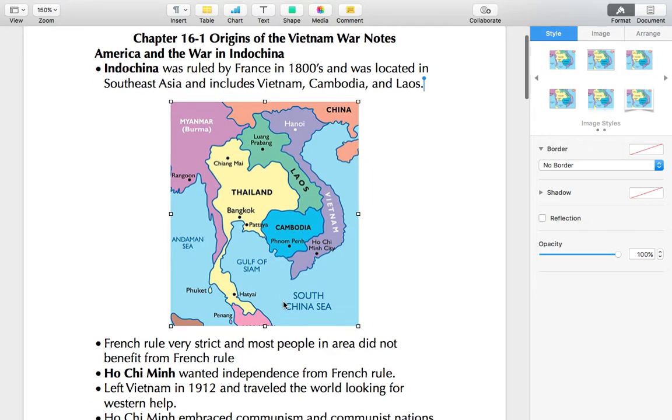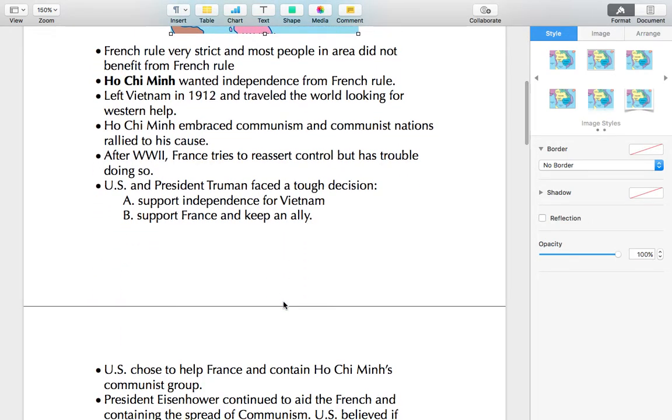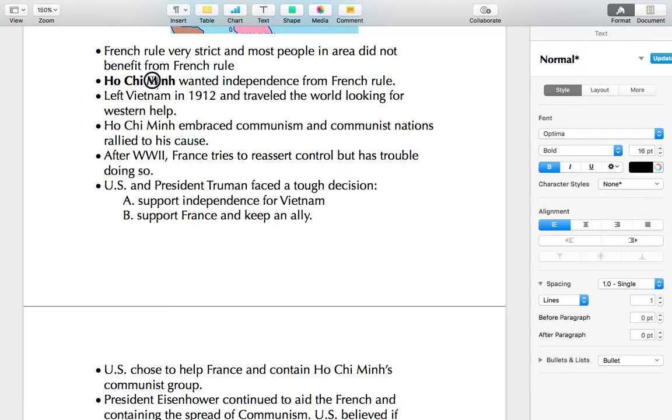The French are going to be very strict with their ruling, and basically only French-connected people had a decent life under the French rule. That allowed this man, Ho Chi Minh, to rise. Ho Chi Minh wanted independence for Indochina, specifically Vietnam. He wanted his people, the Vietnamese, to be free.